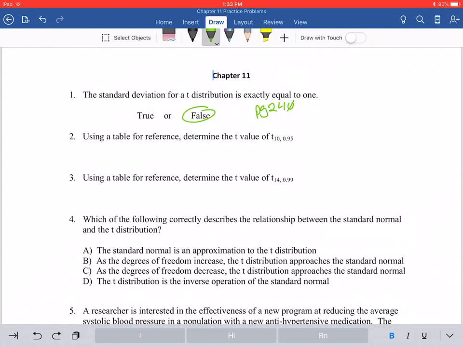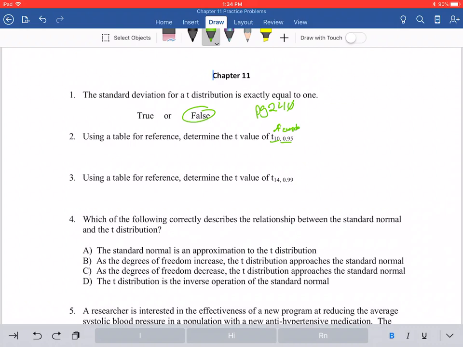Question 2, using a table for reference, determine the t-value of T10.95. So remember, the 10 is your degrees of freedom, and this is your cumulative probability that we can find in the back. In order to find this, you go to table B in the very back of the book. If you haven't already done so, I highly suggest putting a sticky tab or a Post-it note back there to get back to the tables fairly quickly.